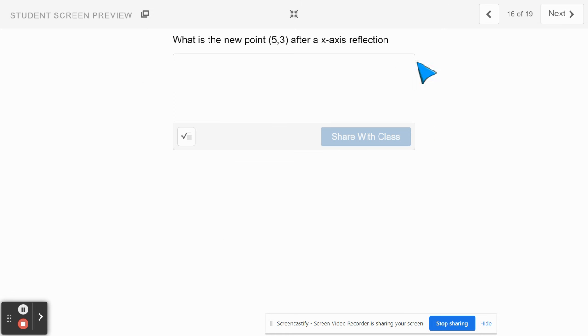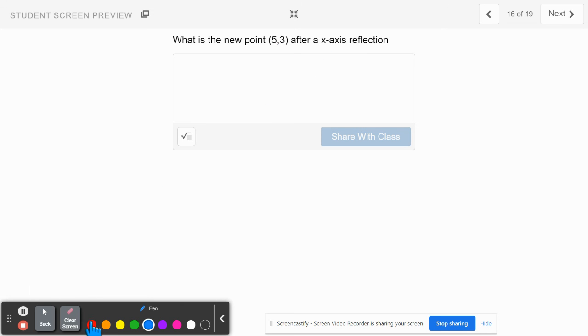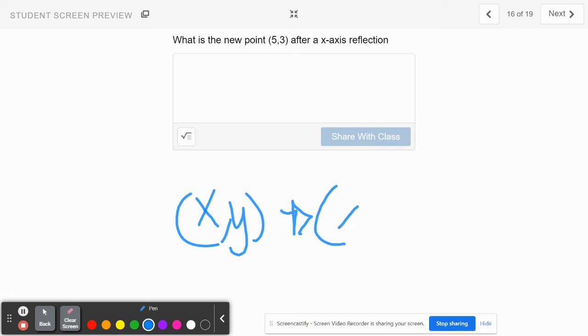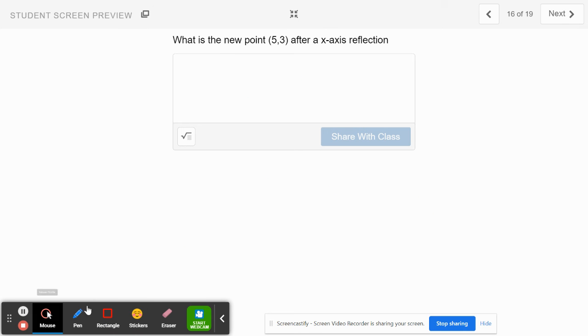All right. What is the new point of 5, 3 after an x-axis reflection? What are you guys thinking? Well, remember, and I'm going to keep throwing this rule out again, an x-axis reflection means the x stays the same, but the y changes. That's what the rule is going to look like. Okay? Almost done.